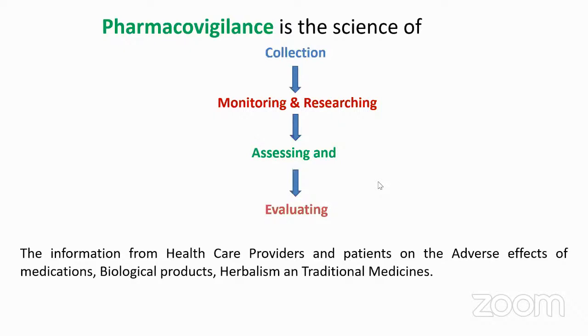So pharmacovigilance is a science of collection, monitoring and researching, assessing and evaluating. Evaluating of what? Evaluating of the information provided by the healthcare providers. A healthcare provider may be a physician, pharmacist, nurse, or any other healthcare person, and patients. Sometimes patients, on their own interest, will report adverse effects. So the information we get from these healthcare providers and patients on the adverse effects of different medications, this is the standard definition of pharmacovigilance.